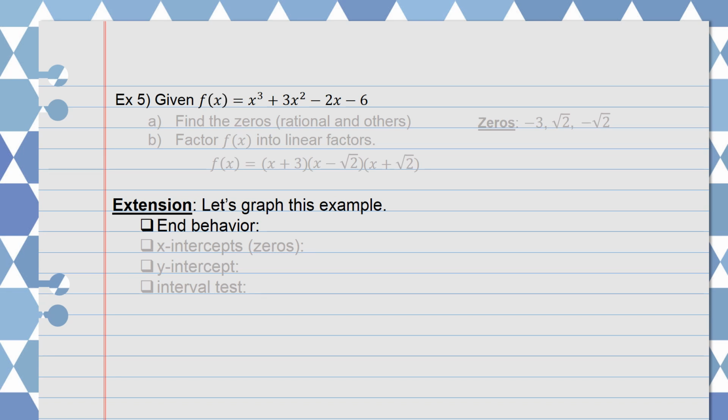Remember, to identify the end behavior, we have to look at the leading term. Since x cubed is raised to an odd power, that means opposite directions. Since it's positive, it will not flip, which means on the left side, it will be going down. On the right side, the graph will be going up.